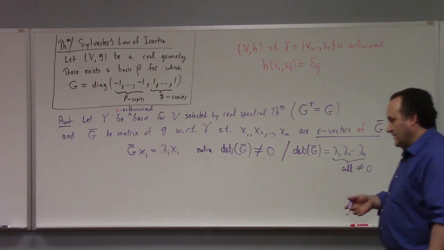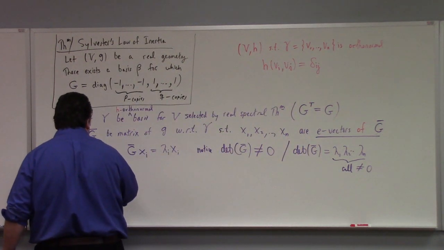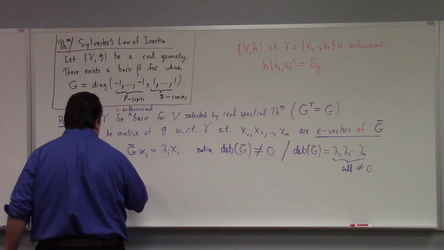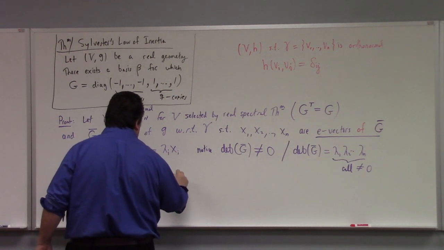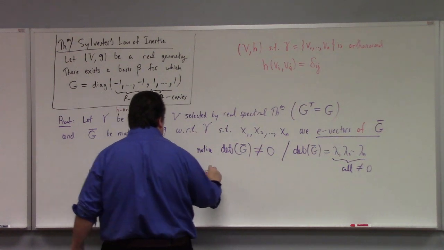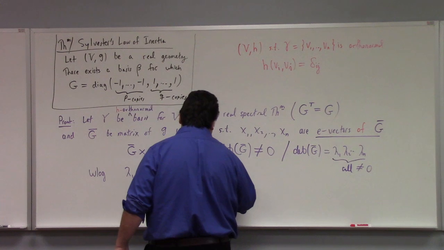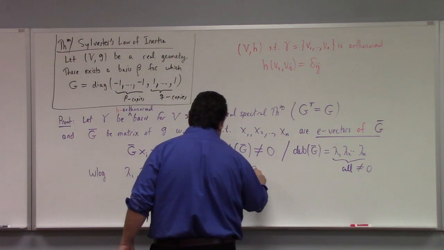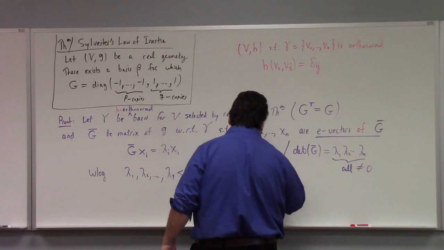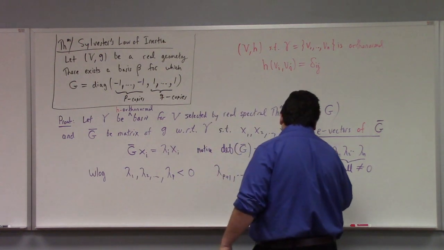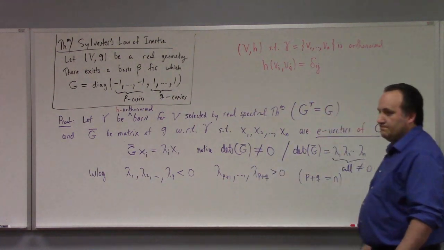So without loss of generality, arrange them so that you've got lambda 1, lambda 2, all the way out to lambda p less than 0, and lambda p plus 1 through lambda p plus q greater than 0. And here I'm assuming that p plus q is equal to the dimension of the space we're working on.